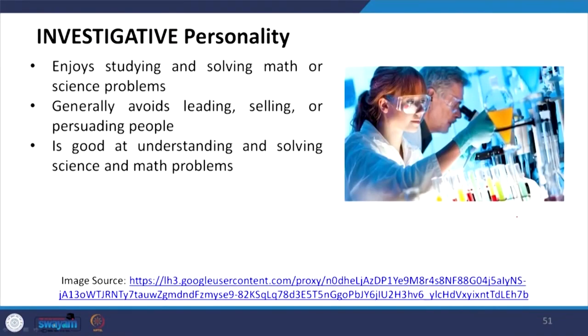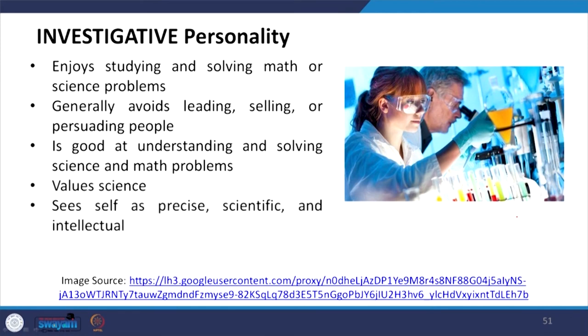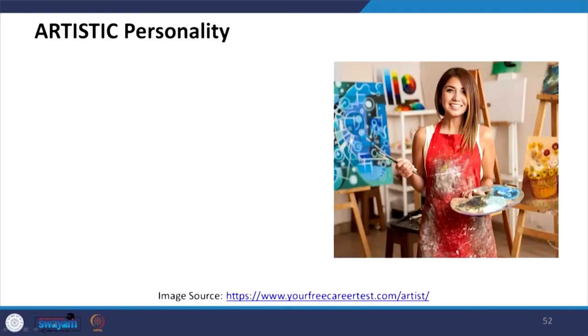The investigative type of personality enjoys studying and solving math or science problems, as a research-oriented scientist, and generally avoids leading, selling or persuading people. So they are not much about social activities. They are good at understanding and solving science and math problems. They value science, and are seen as precise, scientific and intellectual.